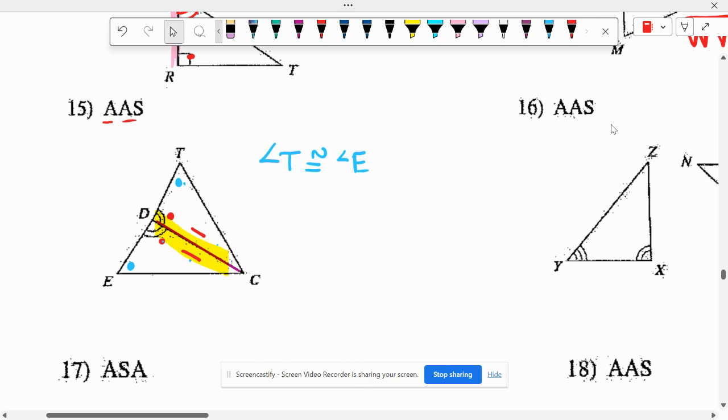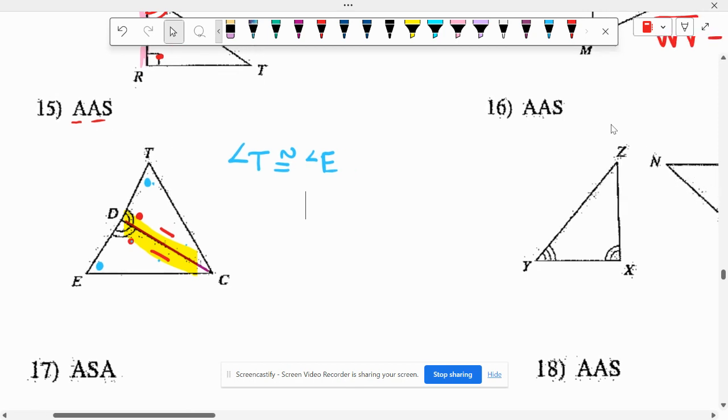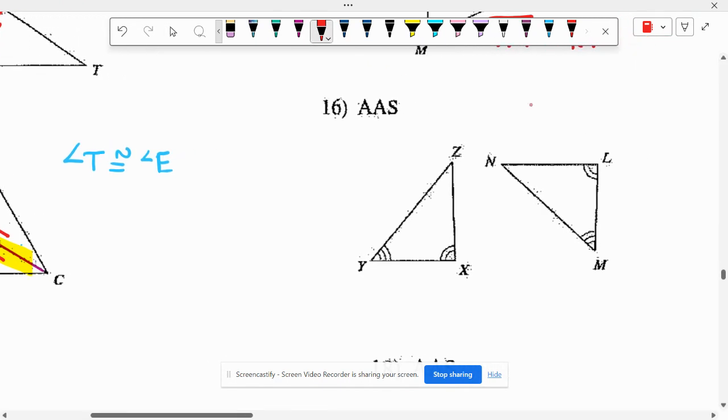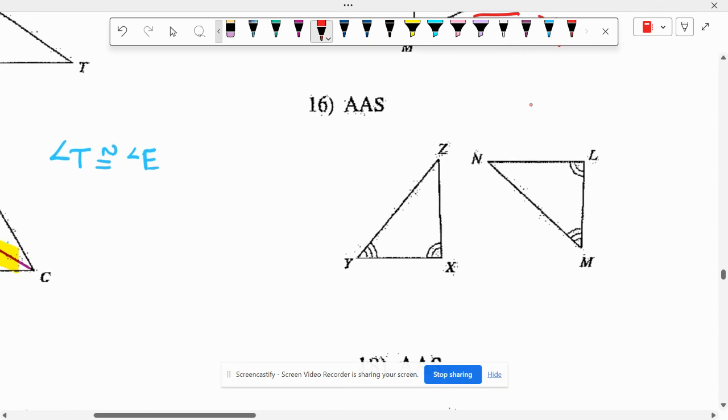Number 16 is also an angle, angle, side. Number 16 is like the one that we drew ourselves. There might be two possible answers. So if I wanted to use angle, angle, side, what pair of sides, because I have two angles marked? I have this angle congruent to this angle. So what sides have to be congruent?